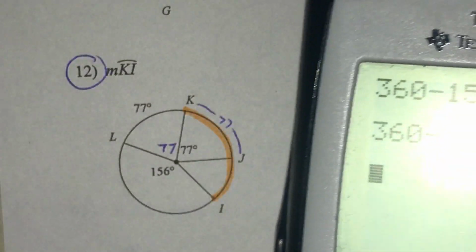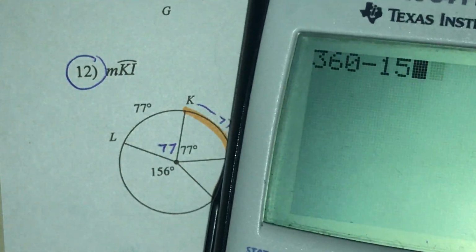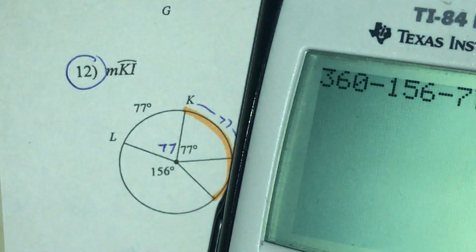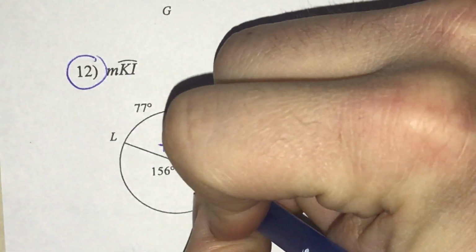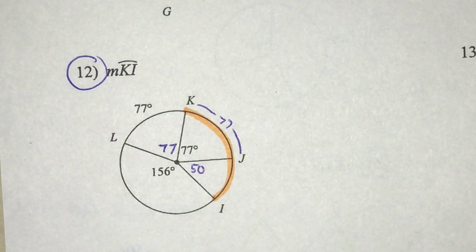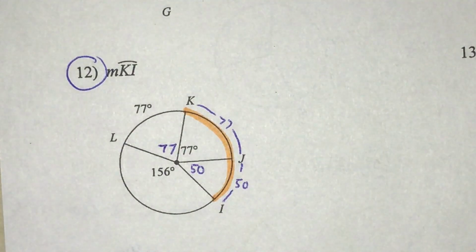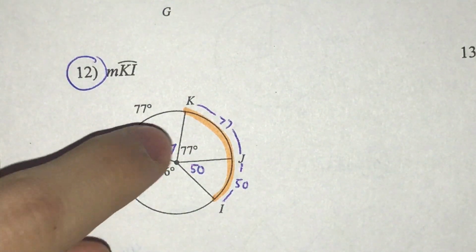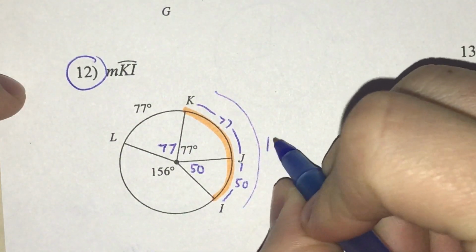So if I do 360 minus 156, that's 150, minus 77, minus 77, that means this angle here is 50. And if that angle is 50, that means JI is also 50. So if I use my knowledge here to say that I have those two angles as 77 and 50, then the whole entire thing is 127 degrees.